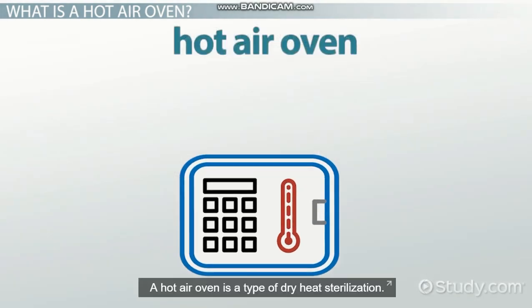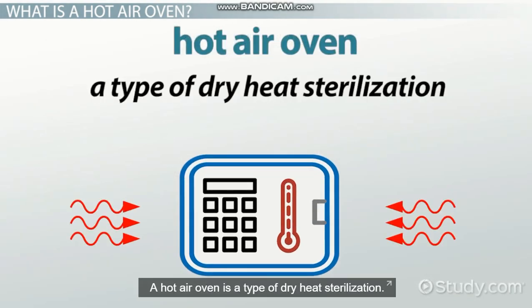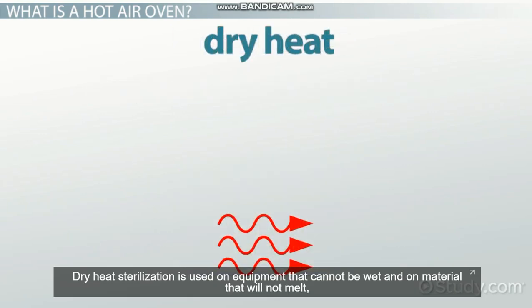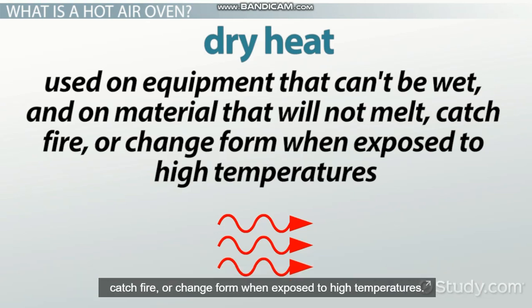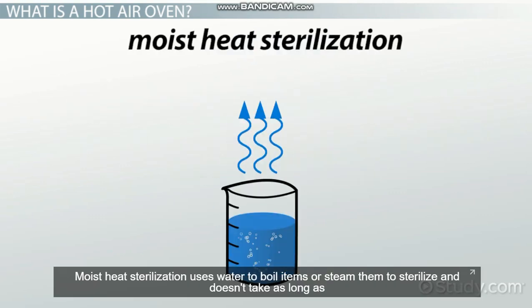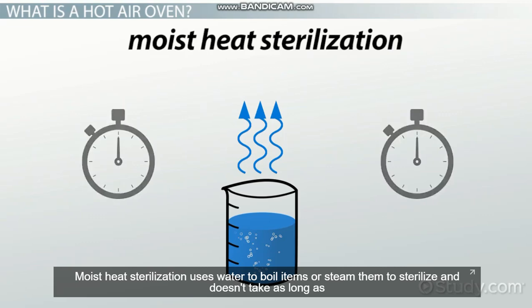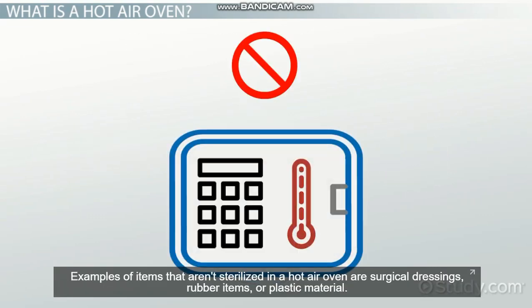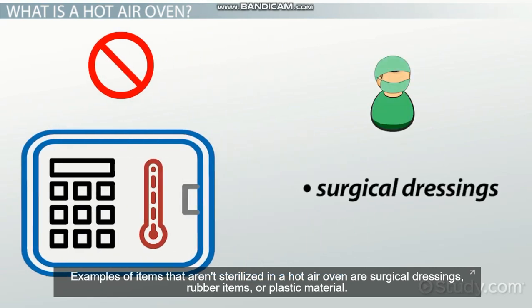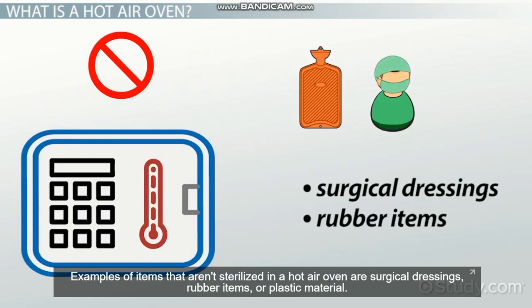A hot air oven is a type of dry heat sterilization. Dry heat sterilization is used on equipment that can't be wet and on material that will not melt, catch fire, or change form when exposed to high temperatures. Moist heat sterilization uses water to boil items or steam them to sterilize, and doesn't take as long as dry heat sterilization. Examples of items that aren't sterilized in a hot air oven are surgical dressings, rubber items, or plastic material.